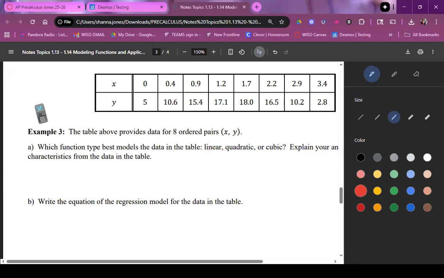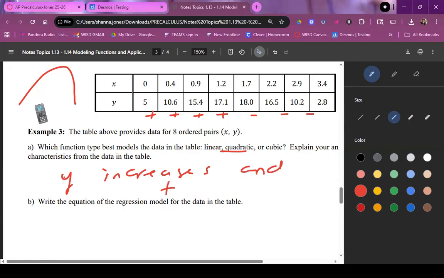Yes. So on your table, your values were going increasing, increasing, increasing, increasing, and then decreasing, decreasing, decreasing. What type of function goes up and then comes down? A quadratic, okay? So however you write it, what is this called? I don't know. Y increases and then decreases.